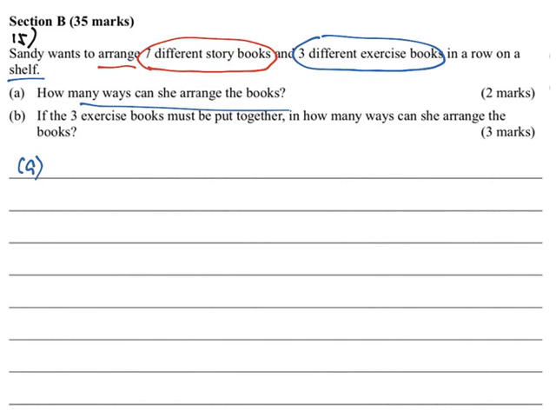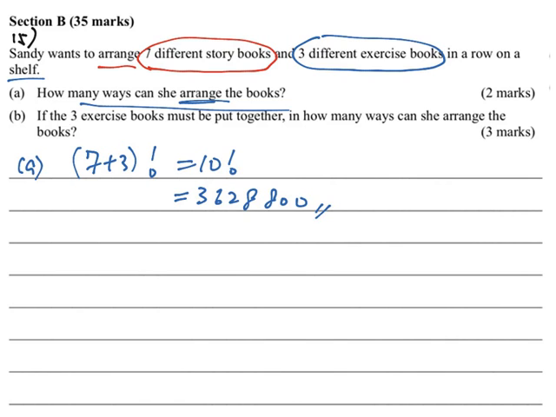So there are 7 plus 3 books. We arrange with order, just permutation, so we use factorial. So 10 factorial, which is equal to 3,628,800.